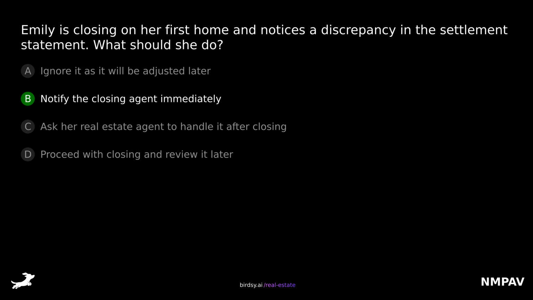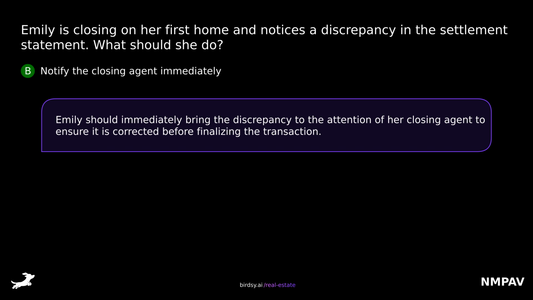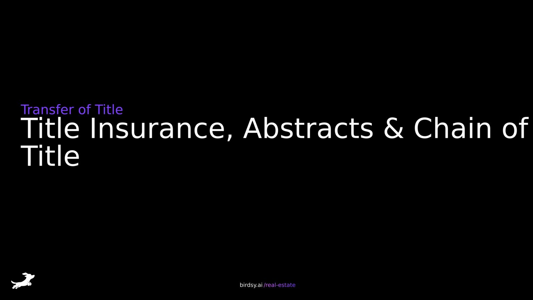The answer is B, notify the closing agent immediately. Emily should immediately bring the discrepancy to the attention of her closing agent to ensure it is corrected before finalizing the transaction. Title insurance, abstracts, and chain of title.